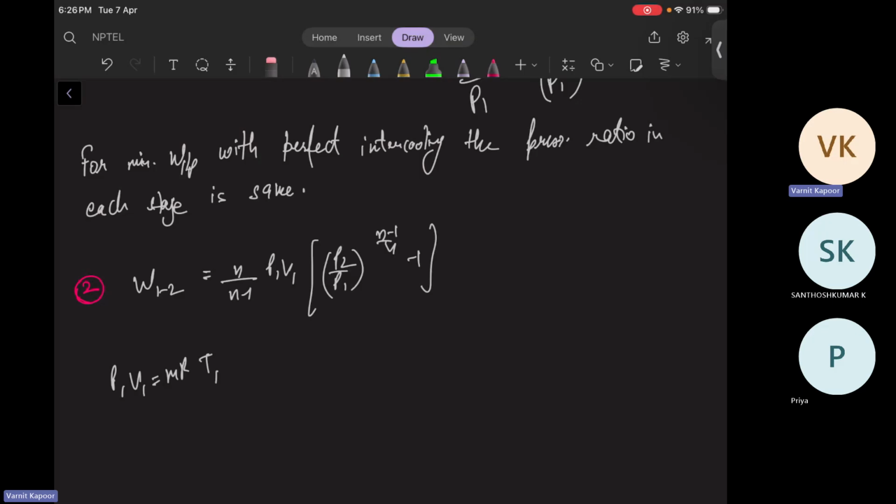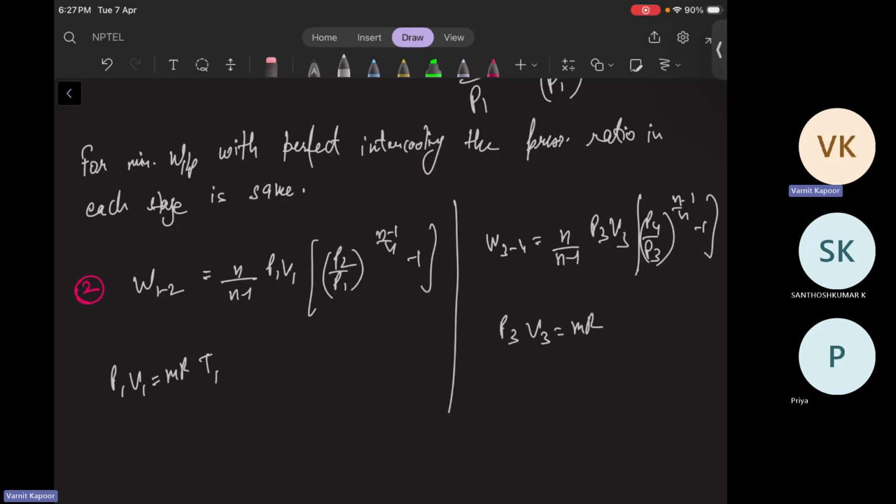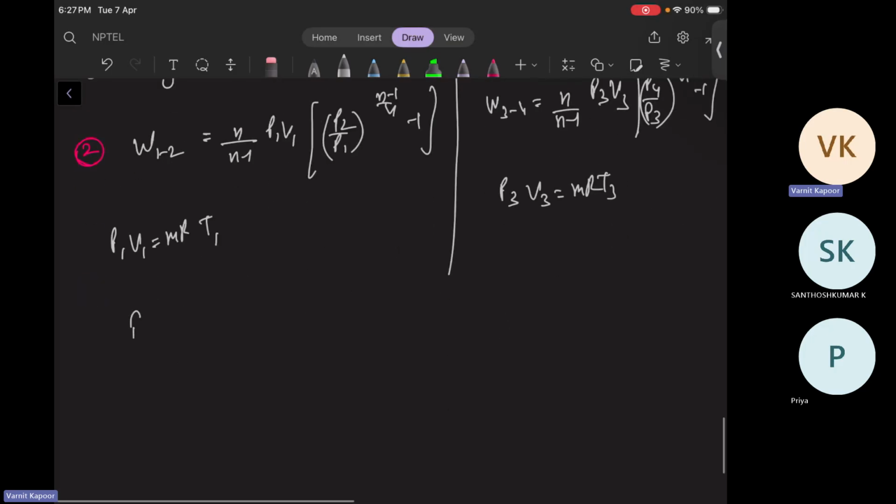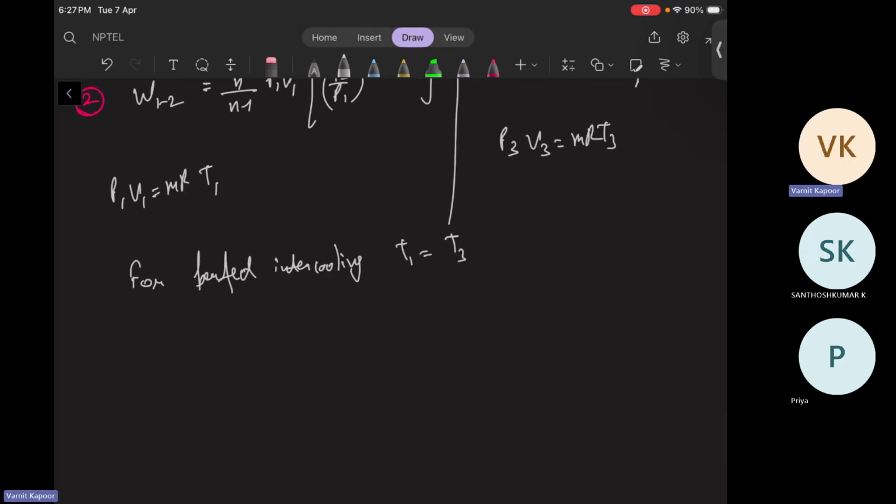Okay. Similarly, here for work 3 to 4, it is nothing but n by n minus 1 P3 V3 [(P4 by P3) power (n minus 1) by n minus 1], and P3 V3 can be written as mRT3. For perfect intercooling, T1 is equal to T3, and the pressure ratios are also the same, as we have just derived above.